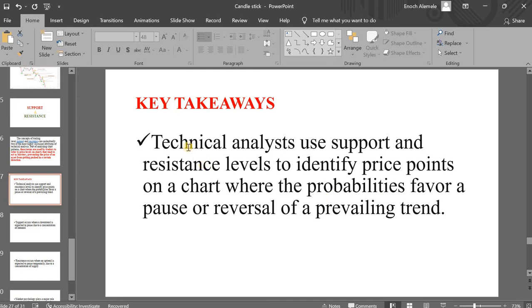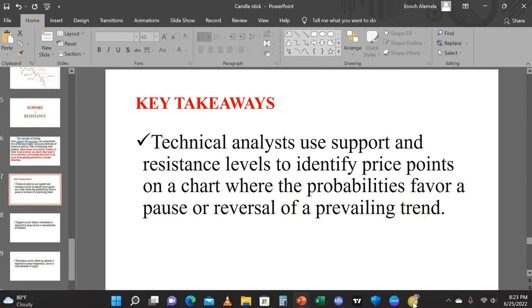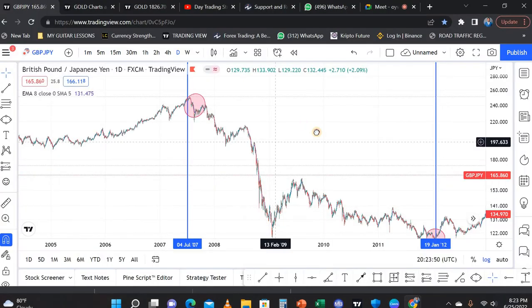The first one is that technical analysts use support and resistance levels to identify price points on a chart where the probabilities favor a pause or a reversal of a prevailing trend. So where the probabilities favor a pause or a reversal of a prevailing trend. So let's go to the chart once again.